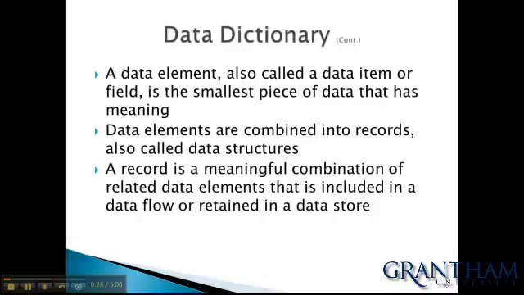A data element, also called a data item or a field, is the smallest piece of data that has meaning. Data elements are combined into records, also called data structures. A record is a meaningful combination of related data elements that is included in a data flow or retained in a data store.